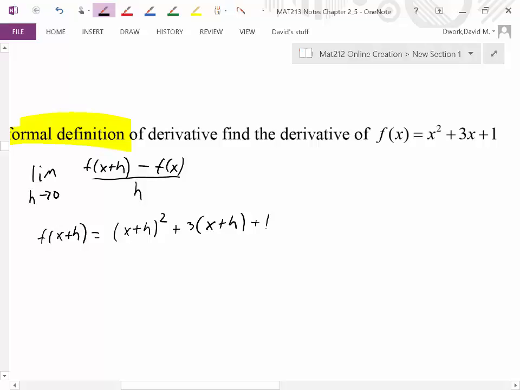So now let's do a little bit of distribution, a little bit of combining like terms, and see what we get. This first one, when we distribute that all through and expand it, is going to end up being x squared plus 2xh plus h squared. Distributing this 3 through will give us 3x plus 3h plus 1. And I see no like terms to combine, so we'll just leave it like that. Then our second part of our formal definition just needs f of x. So therefore that would be x squared plus 3x plus 1.